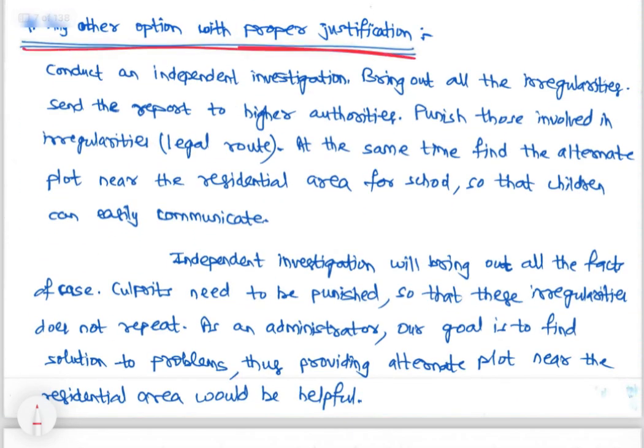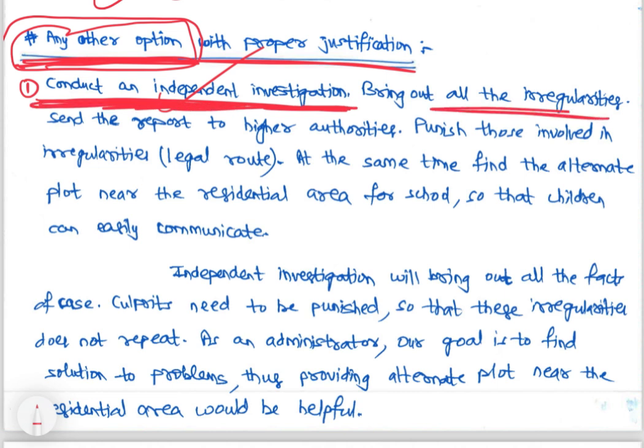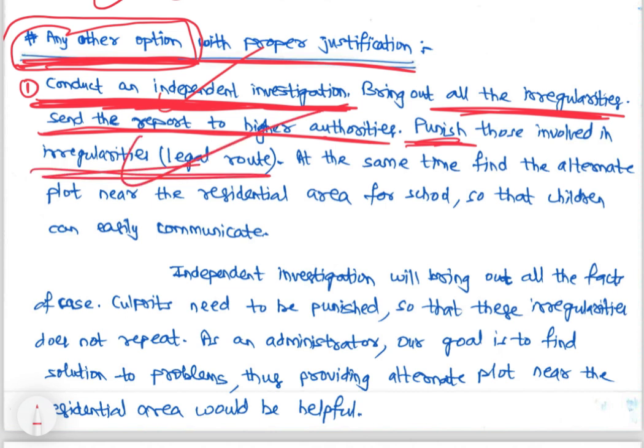For any other option with proper justification, you can write a big option which is comprehensive in nature, which includes all the aspects. So that is: conduct an independent investigation, then bring out all the irregularities, then send a report to higher authorities, then punish those involved in the irregularities using legal route.